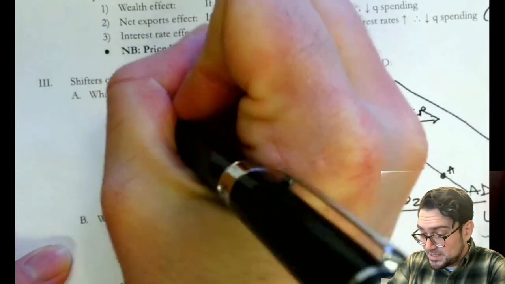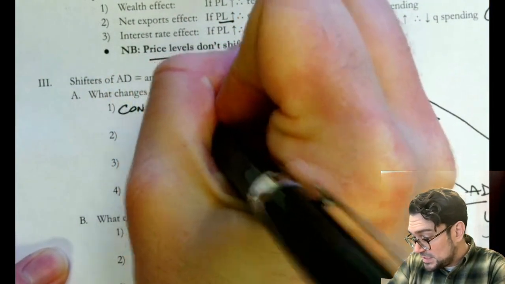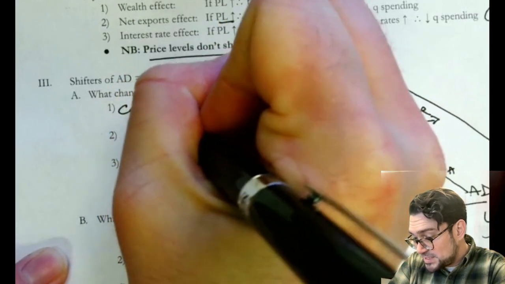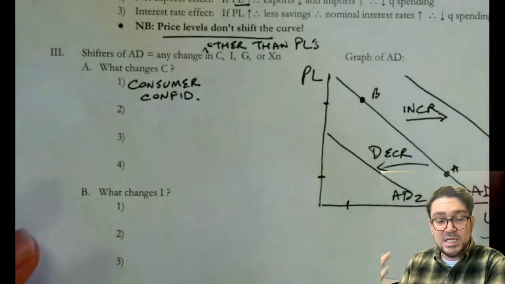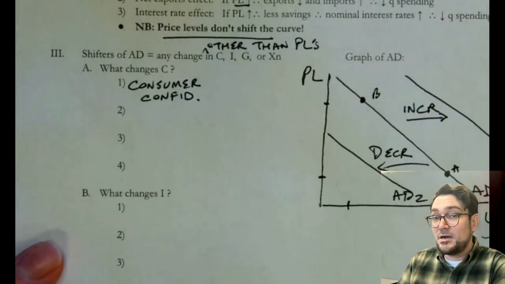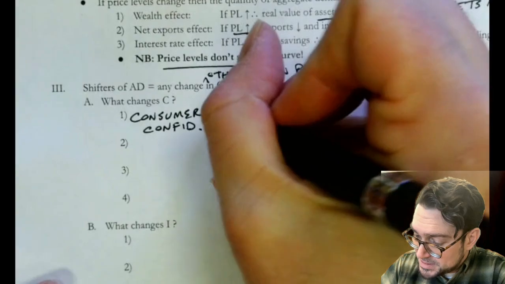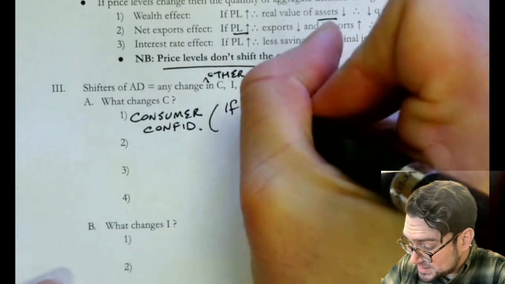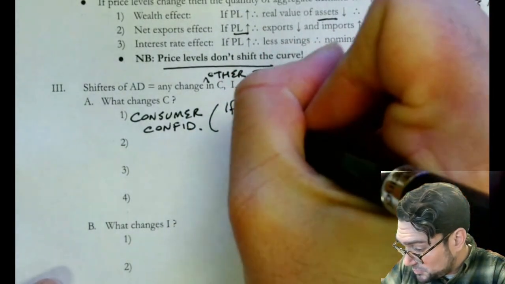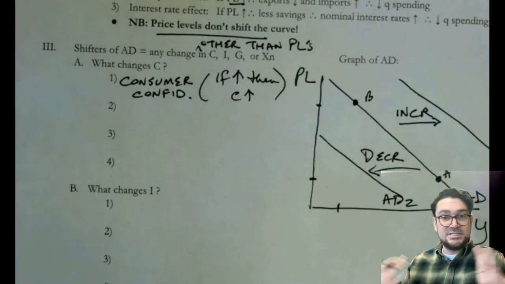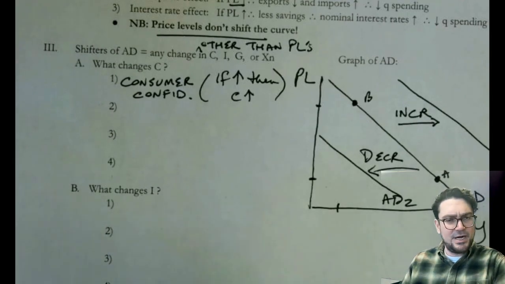So, for example, one of the biggies is consumer confidence. And consumer confidence is just that. It's the confidence of your consumers. It's how sure they are about how well the economy is going to be. And so we could say if it increases, then C will increase. And if it decreases, C goes down. Like you're less confident, you're not going to buy as much stuff.